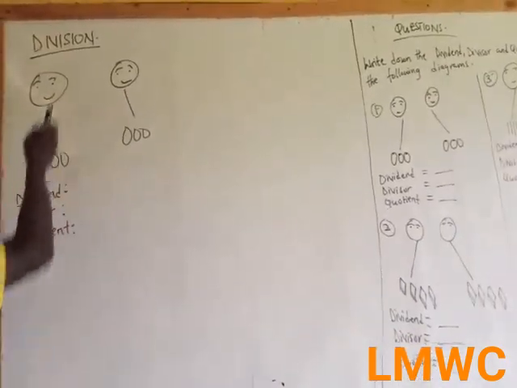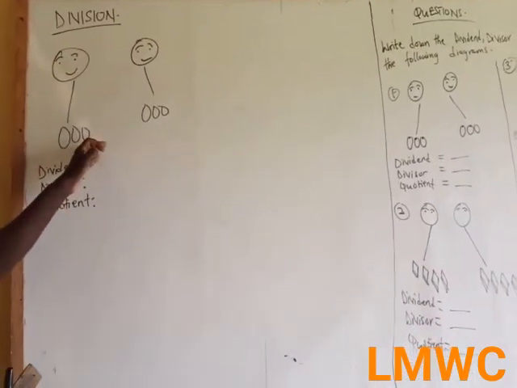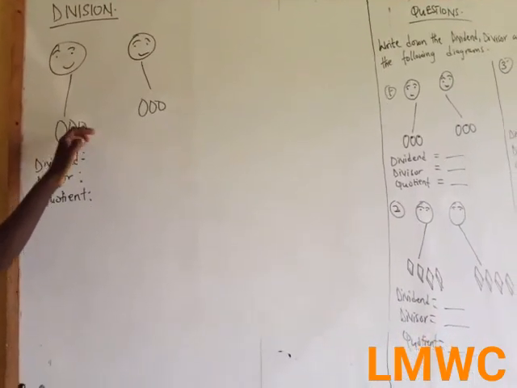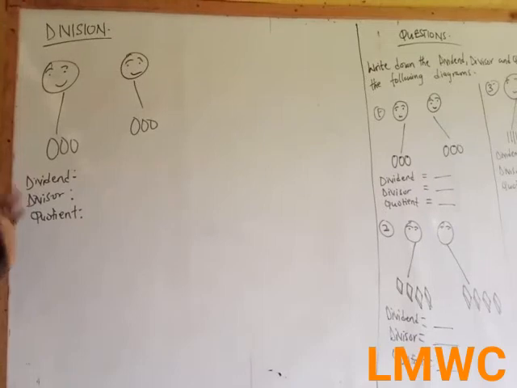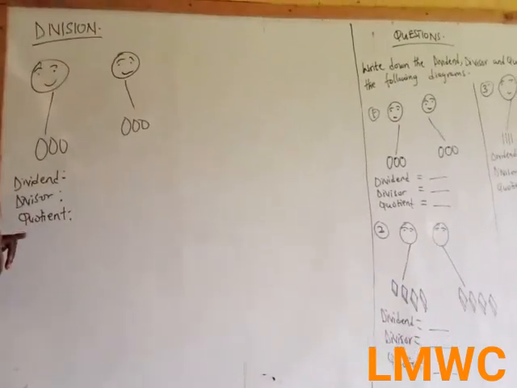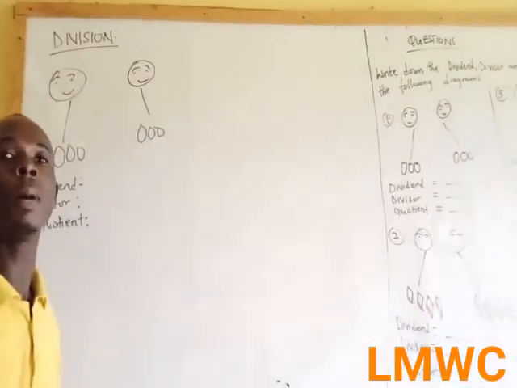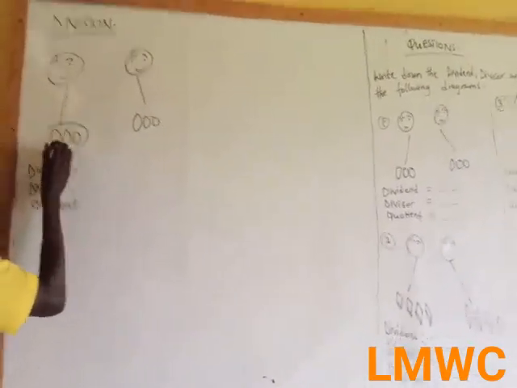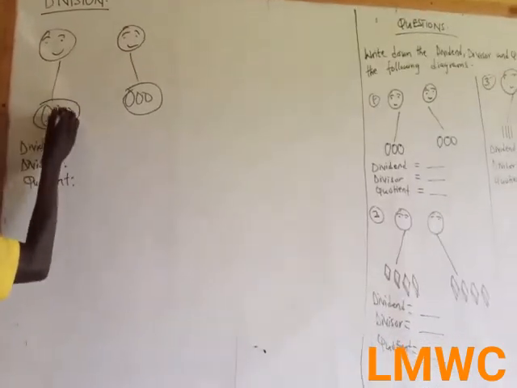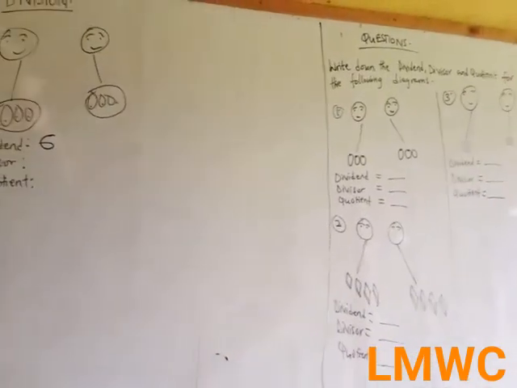So now, I can give you something like this. Let's take these as human beings. They have shared mangoes and each person had three mangoes each. So I'll ask you to identify dividend, divisor, and quotient. I'm coming to show you how you can write your dividend, divisor, and quotient. As I said already, dividend is the number that is being divided. So when we talk of dividend, you will count the total number of oranges here. So what is the total number of oranges? So 1, 2, 3, 4, 5, 6. You write it down. That's the dividend.